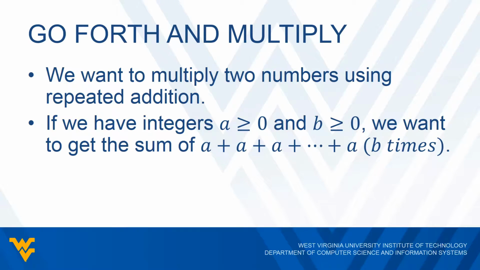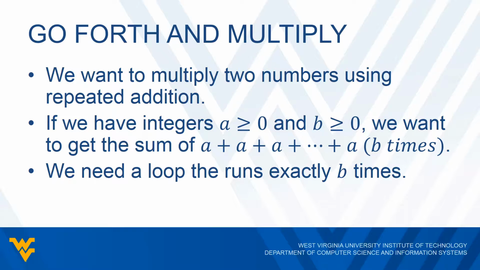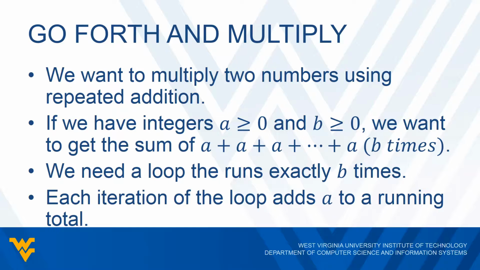So let's say that we have two integers, a and b, and assume that they're both greater than or equal to 0. What we'll do is get the sum of a plus a plus a, and we keep doing this b times. That's basically the definition of multiplication. So how are we going to do this? Well, we're going to need a loop, and it has to run exactly b times. Each time we go through the loop, or what we call an iteration of the loop, we're going to add a to a running total. So if we only have to go through one time, we'll add a to the total. Then each time we go through this loop, we're going to just keep adding a on top of the total. Whatever the already existing value is, we'll just keep adding a to it.